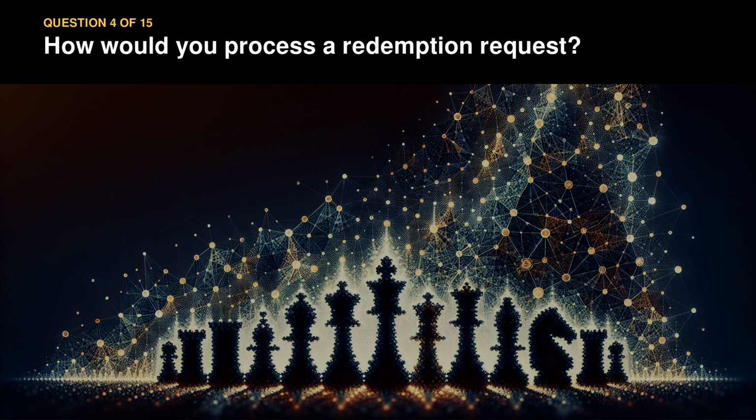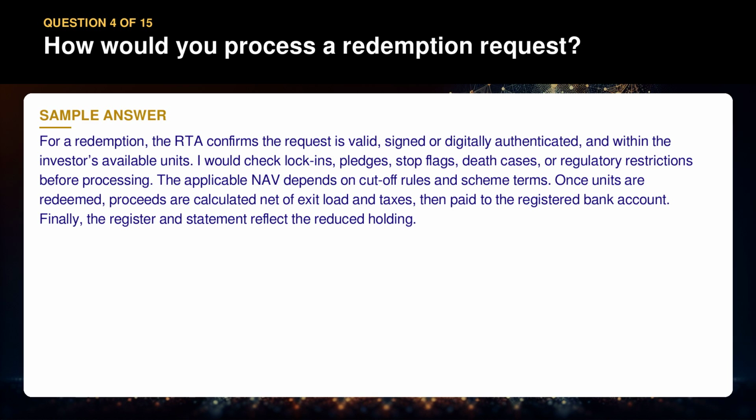Question 4. How would you process a redemption request? For a redemption, the RTA confirms the request is valid, signed, or digitally authenticated, and within the investor's available units. I would check lock-ins, pledges, stop flags, death cases, or regulatory restrictions before processing. The applicable NAV depends on cutoff rules and scheme terms. Once units are redeemed, proceeds are calculated net of exit load and taxes, then paid to the registered bank account. Finally, the register and statement reflect the reduced holding.